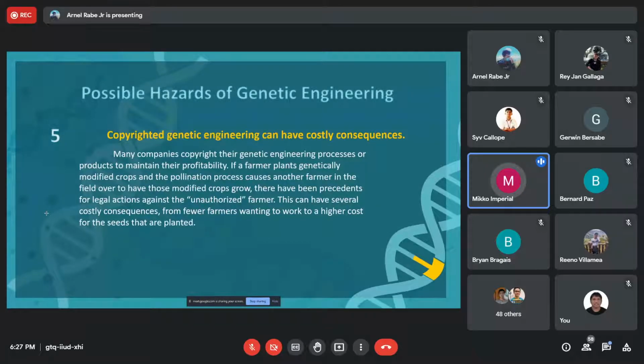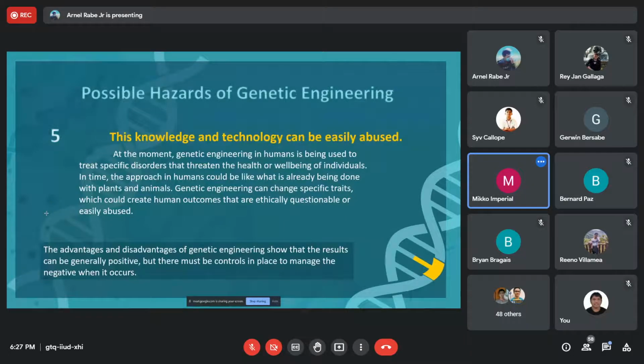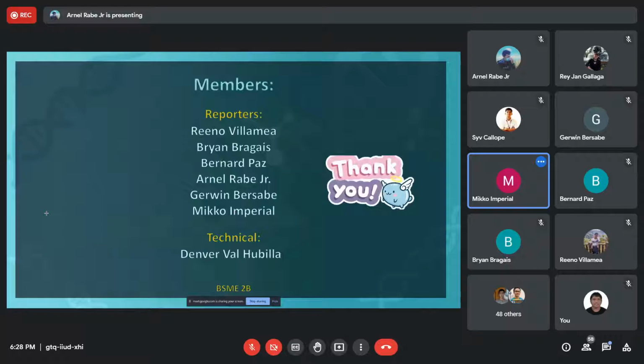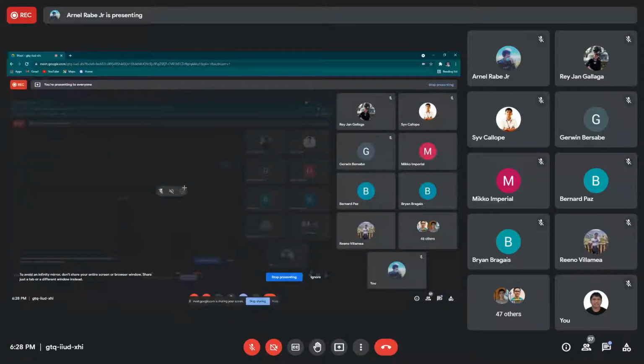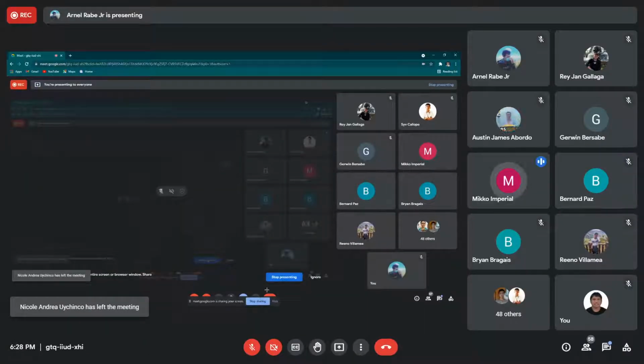Lastly, is the sixth hazard of genetic engineering. This knowledge and technology can be easily abused. Genetic engineering in humans is being used to treat specific disorders that threaten the health or well-being of individuals. In time, the approach in humans could be like what is already being done with plants and animals. Genetic engineering can change specific traits, which would create human outcomes that are ethically questionable or easily abused. So that's the six possible hazards of genetic engineering. That is the end of our report.